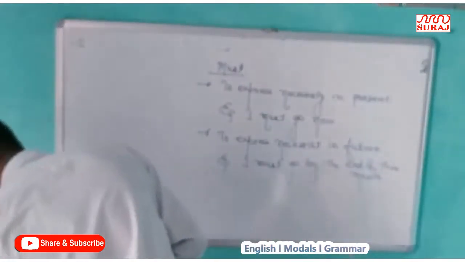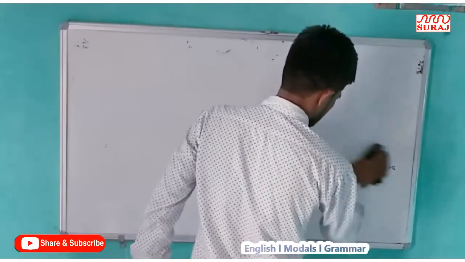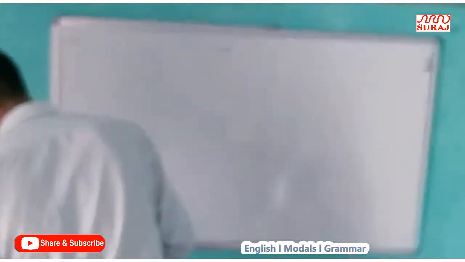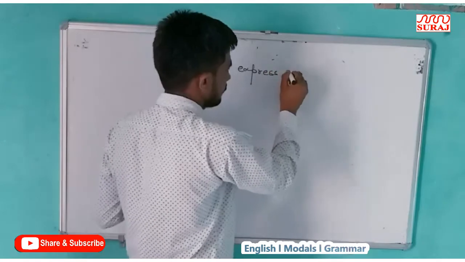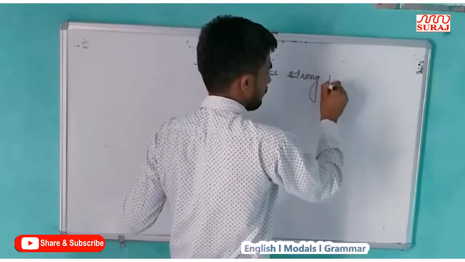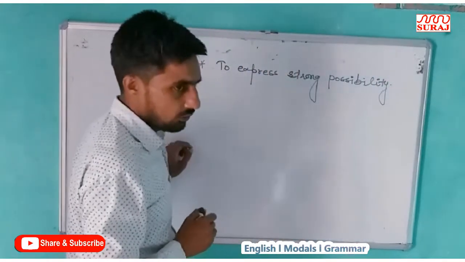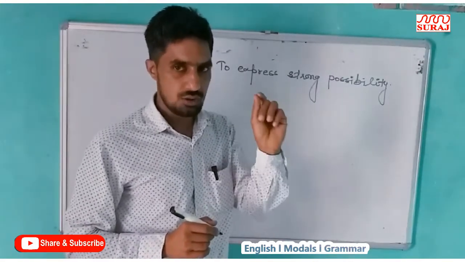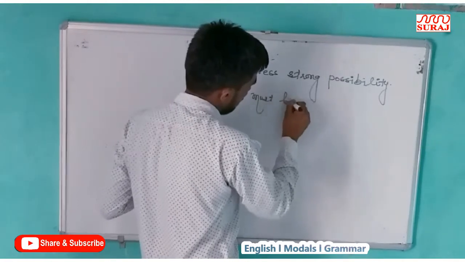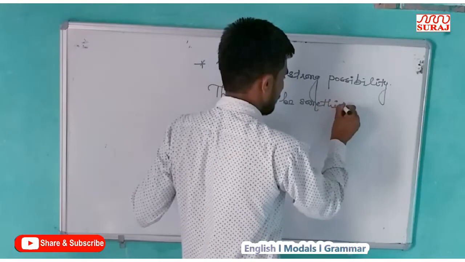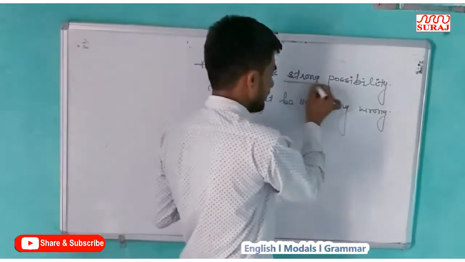After that, next one is to express strong possibility. To express strong possibility we can use the modal must. For example, there must be something wrong. It means in this sentence strong possibility is expressed.